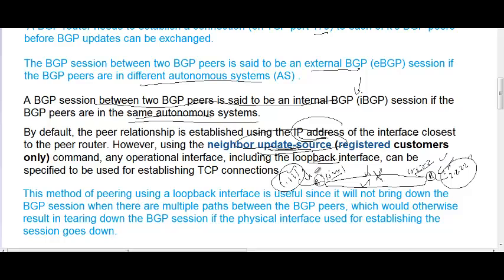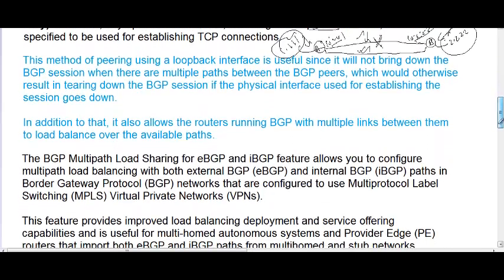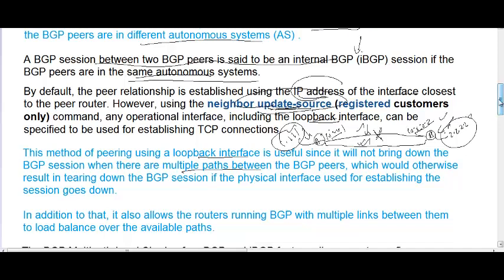So it is recommended to have neighbor with loopback interface whenever you have redundant paths, multiple links connected to the neighbor. As we already discussed, when we have multiple paths, we use loopback interface to form neighbor. Whenever we use loopback interface, what we do is we use update source command.